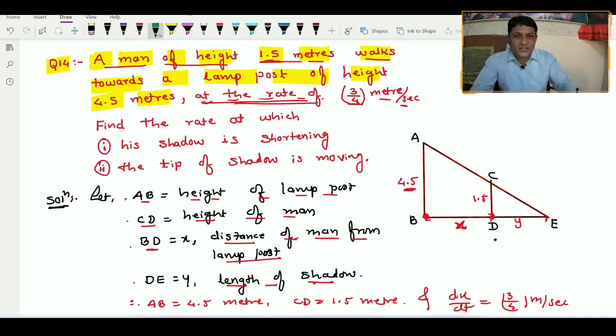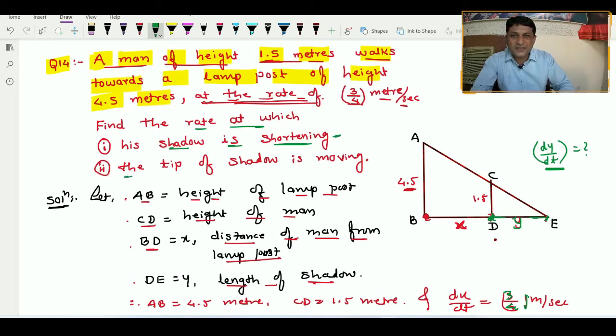Using this given condition, see what we have to find out. We have to find out the rate at which his shadow is shortening. So the length of the shadow we have denoted by y, and y is decreasing if this man is walking at the rate of 3/4 meter per second. At that time the length of the shadow is decreasing, means the shadow is changing, and the change is denoted in terms of differentiation by dy by dt. So the question is to find out dy by dt. This is our first required value.